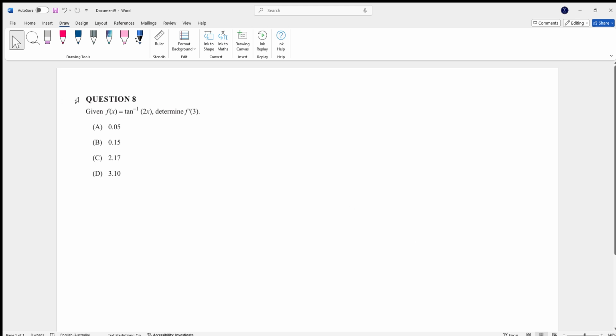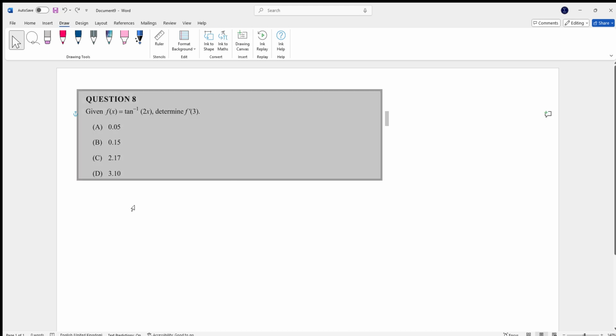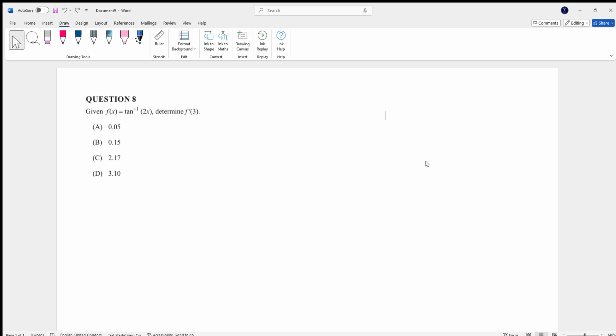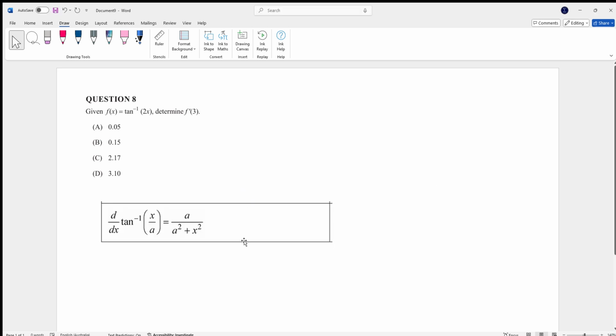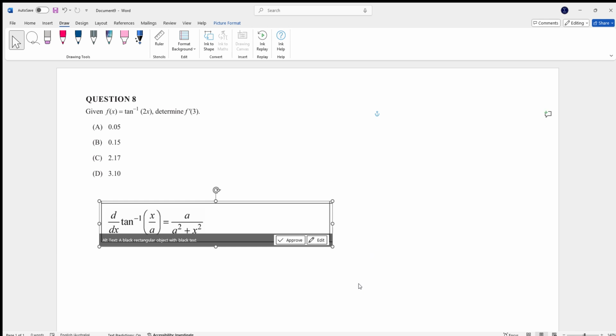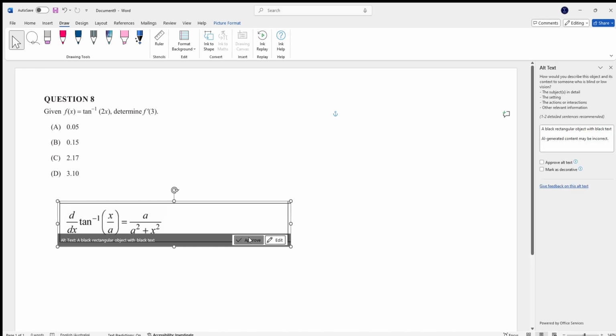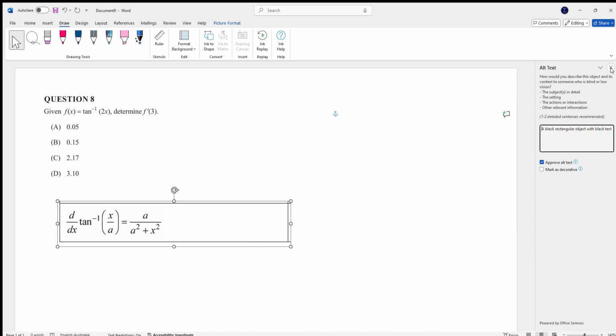Okay, so question 8. Given f of x equals inverse tan of 2x, determine f dash of 3. So to answer this question, we are going to be using this formula here. We're going to be using this formula here, okay? Now there is another formula you can use, however this is what they provide in the specialist formula sheet.